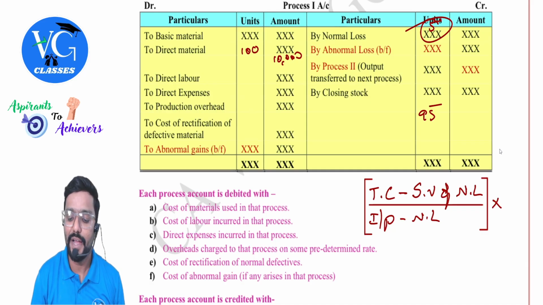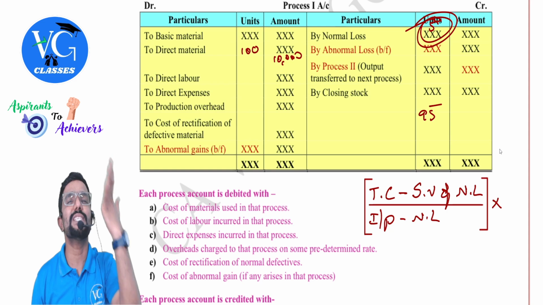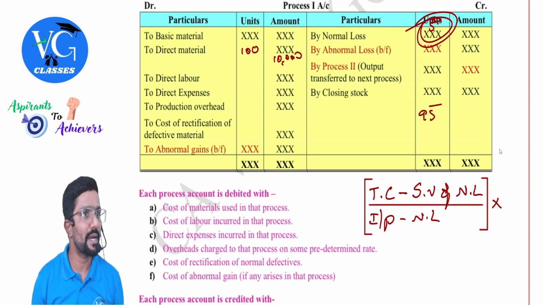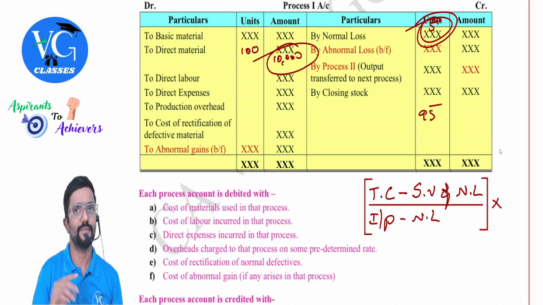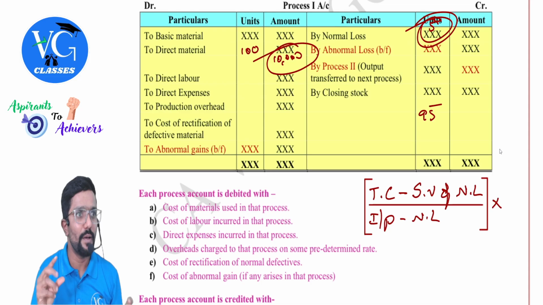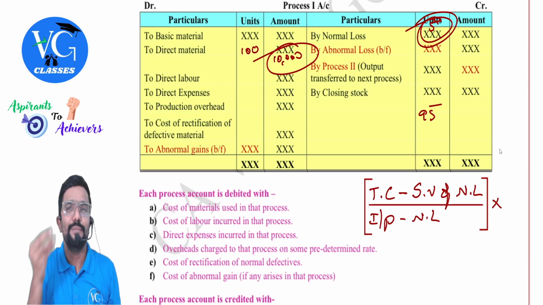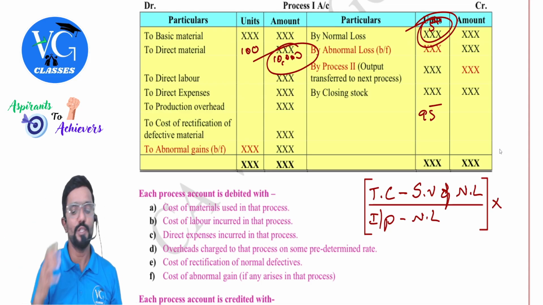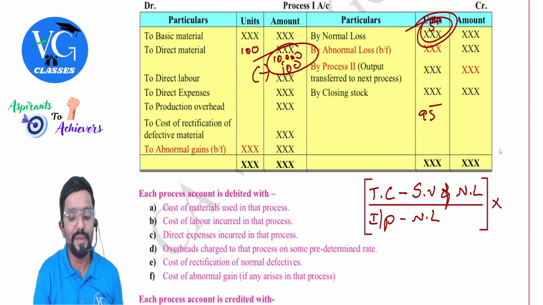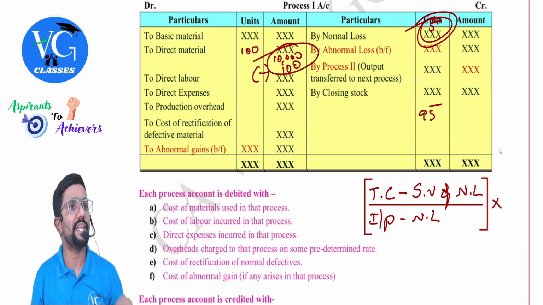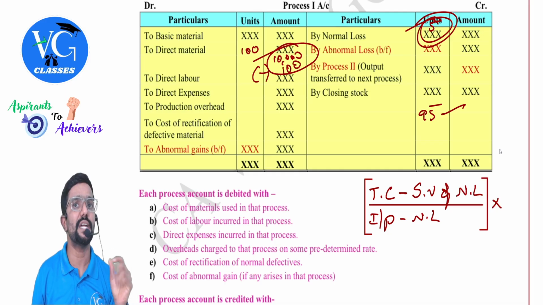But these 5 units can bring me some small scrap value. So what should I do? I have to reduce it from 10,000. 10,000 is my total cost. But these 5 units which are lost, I will get some scrap value. Assume it is 100 rupees. So I need to deduct 100 here. What is my net cost then? 9,900. So what is the cost of these 95 units if I ask you? 9,900.